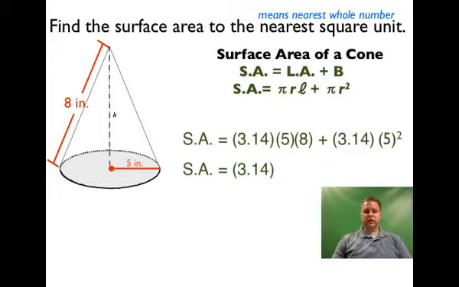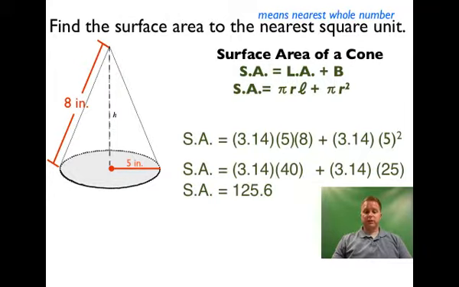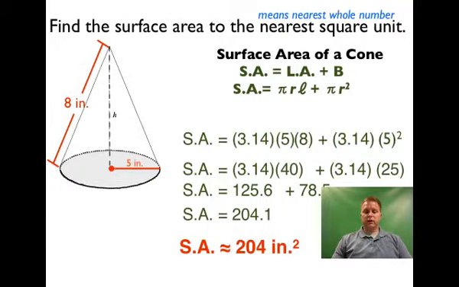Pull out your calculators, start doing your multiplication. I do 5 times 8 in my head, plus, and I might do 5 to the second power in my head. Then this is where I want to pull out my calculator because I don't want to do 3.14 times 40. And that would give me 125.6, and 3.14 times 25 is 78.5. Add those together, we get 204.1. So if we're rounding to the nearest whole number, the nearest square unit, that's basically looking to the right of the decimal and either rounding up or leaving it the same. In this case, because it's a 0.1, we leave it the same.